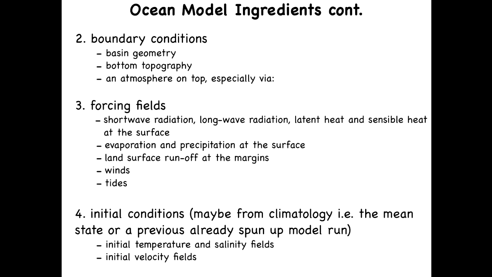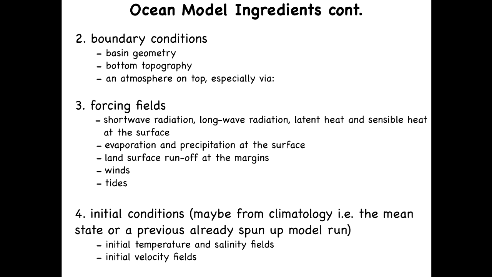The other things we need in an ocean model: we need some boundary conditions. We need to know what a basin looks like. We need to know what the topography looks like. We need an atmosphere on top to exchange with, which gives us the forcing, shortwave radiation, longwave radiation, all those sorts of things. Evaporation, precipitation, runoff from the land surface, etc. And sometimes we'll also include tides. And finally, we need an initial condition.